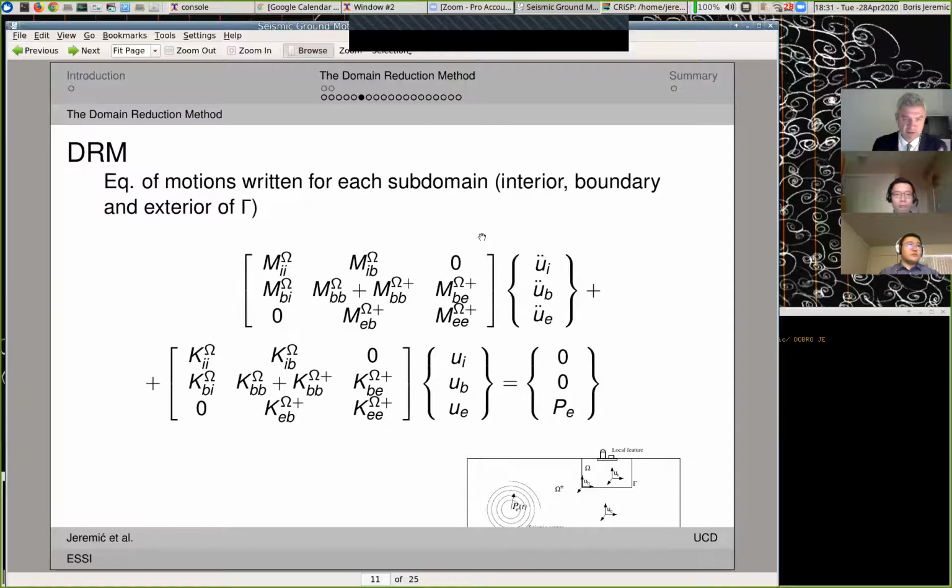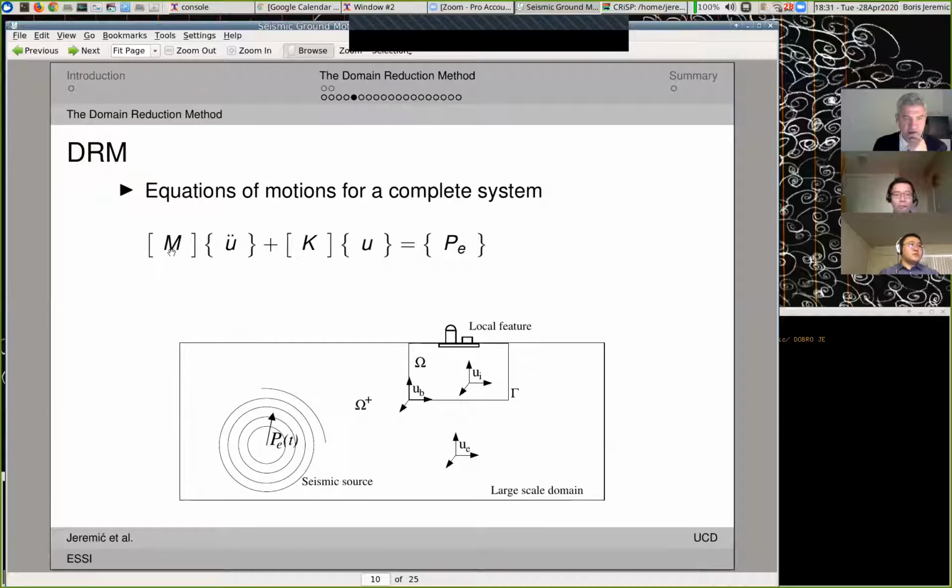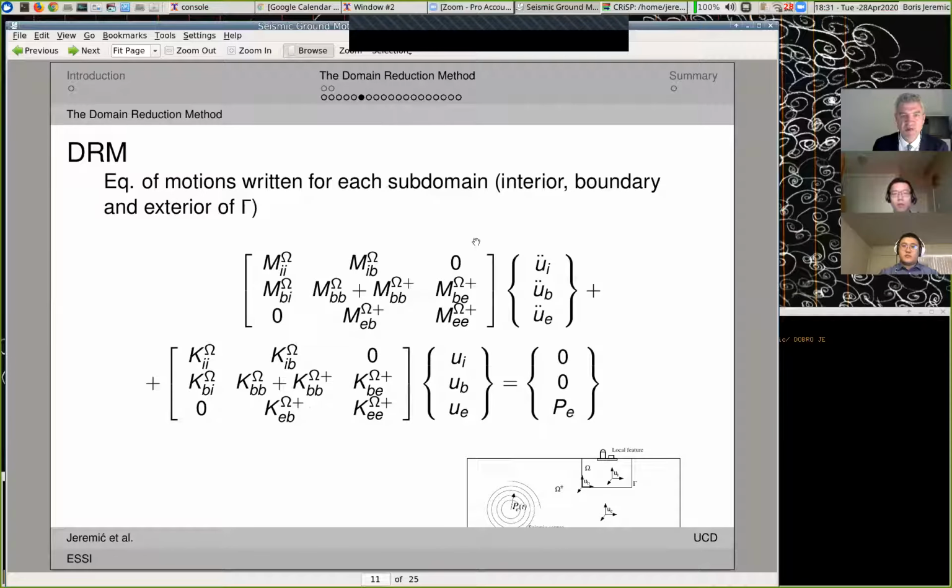So let's go back one slide. This same system is going to have a mass matrix and a stiffness matrix and accelerations and displacements. There will be three components of those. There will be displacements inside, displacements on the boundary, and displacements on the outside. Same thing with accelerations. So we're going to split this up into these three sets: displacements on the inside, displacements on the boundary, and displacements on the outside. Same thing happens to accelerations.